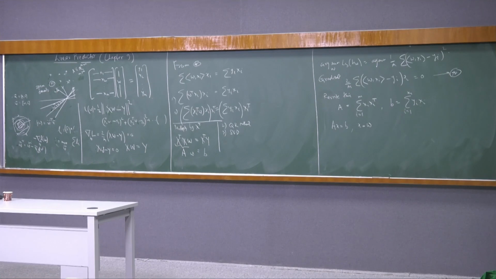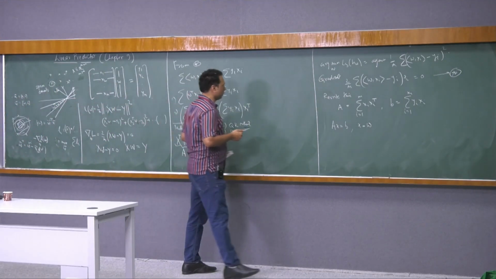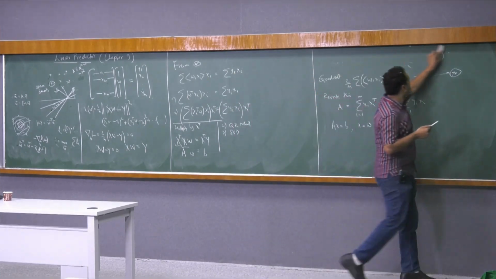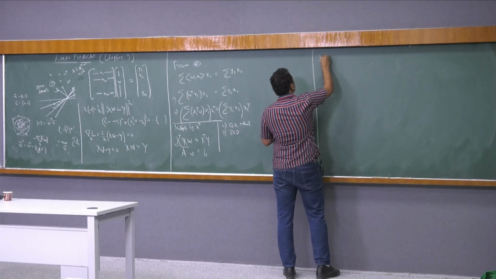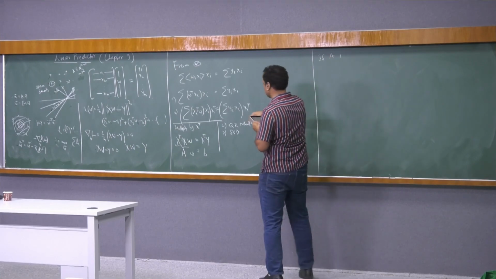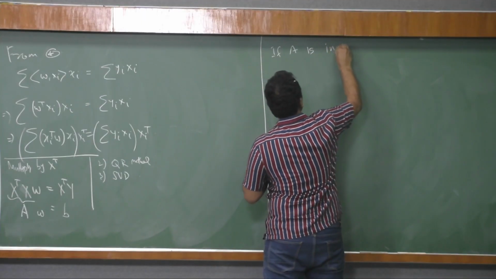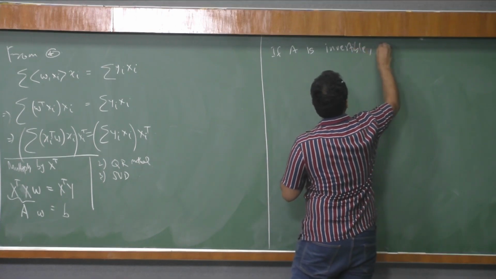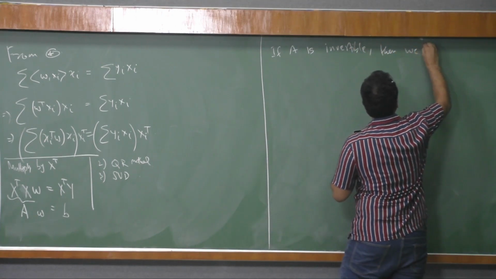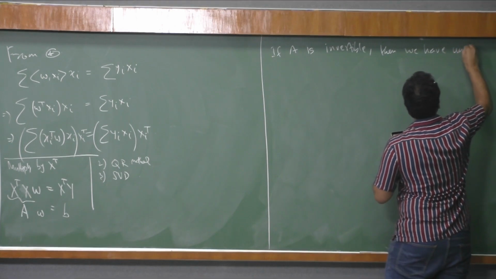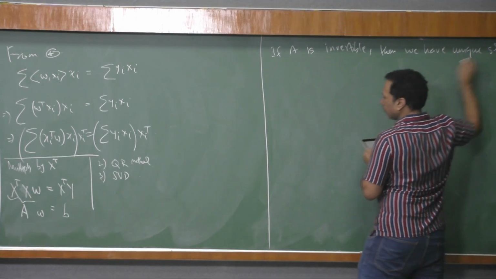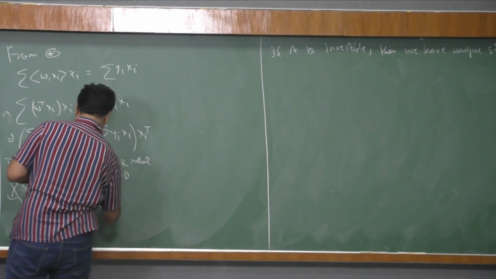If it happens that A is invertible, then it's a one-step solution. If it's not, then you may look for the pseudo inverse. Let me give you one idea of what happens if A is not invertible. Then you work with something called the pseudo inverse. So if A is invertible, then we have a unique solution of this.